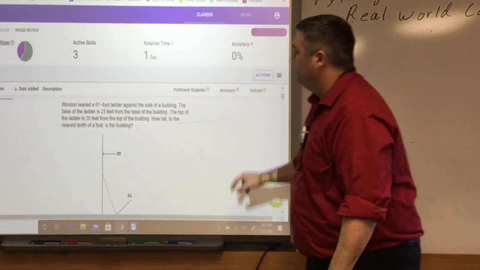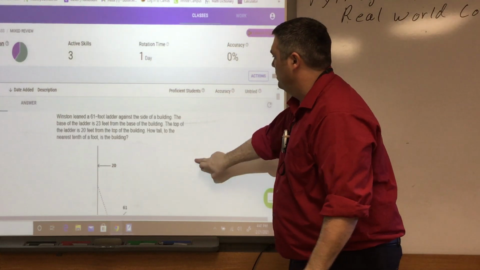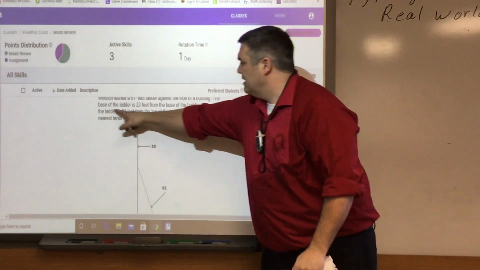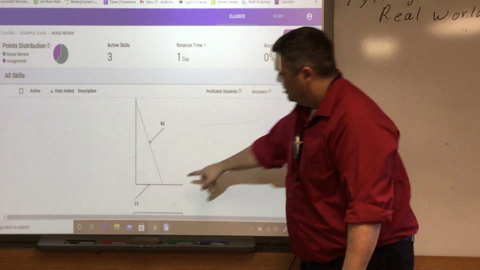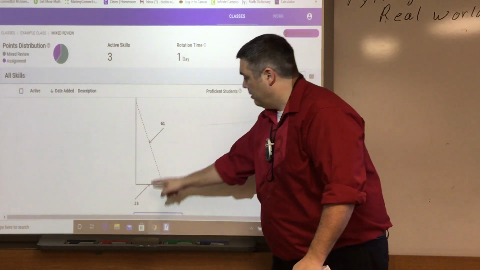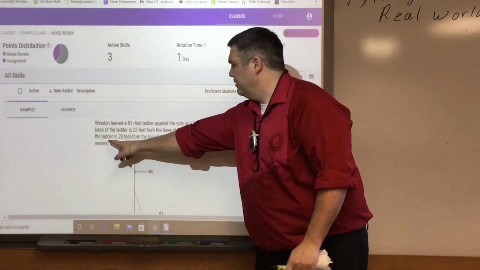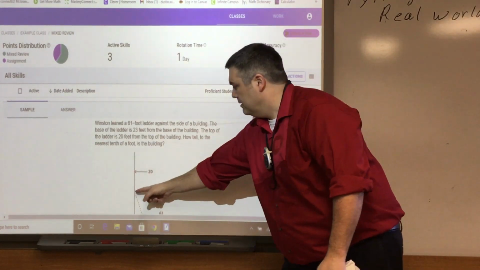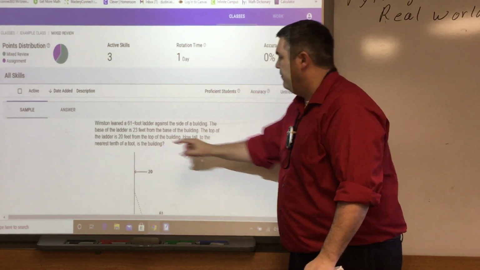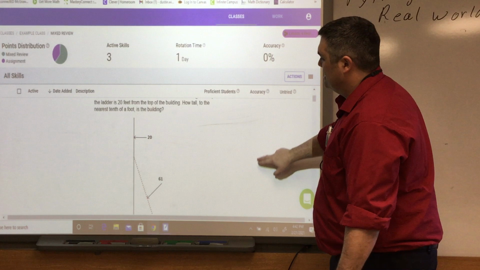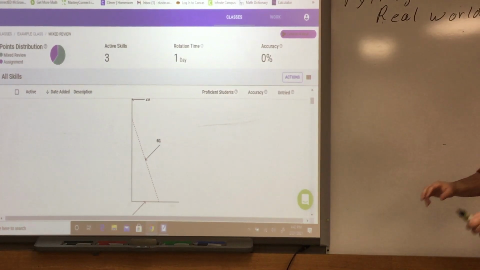All right. Winston leaned a 61-foot ladder against the side of the building. There's our ladder, 61 feet. The base of the ladder is 23 feet from the base of the building. 23, that's a leg. That's our hypotenuse, that's our leg. The top of the ladder is 20 feet from the top of the building. That's the extra that we have to go. How tall, to the nearest tenth of a foot, is the building? All right, exactly like the last one we just did. Different numbers, but it's the same problem.